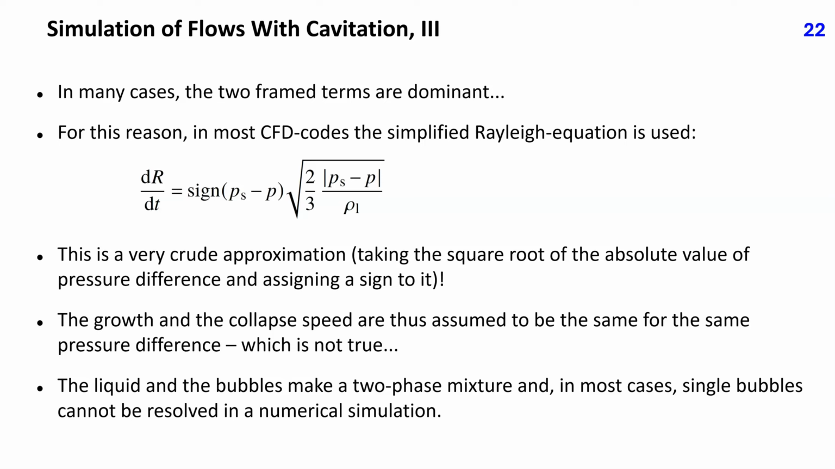In many cases, the two first terms in the equation shown in the preceding slide are dominant. For this reason, in most CFD codes, the simplified Rayleigh equation is used to describe the bubble growth rate as a function of pressure difference. This is a very crude approximation, taking the square root of the absolute value of pressure difference and assigning a sign to it. The growth and the collapse speed are thus assumed to be the same for the same pressure difference, which is not true. The liquid and the bubbles make a two-phase mixture and, in most cases, single bubbles cannot be resolved in a numerical simulation.